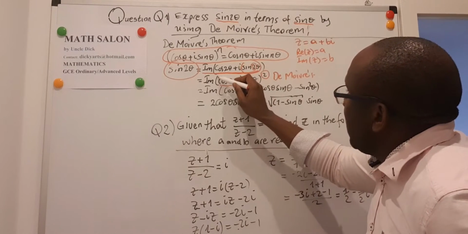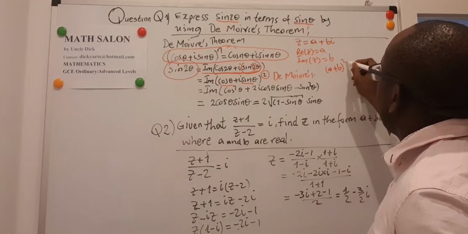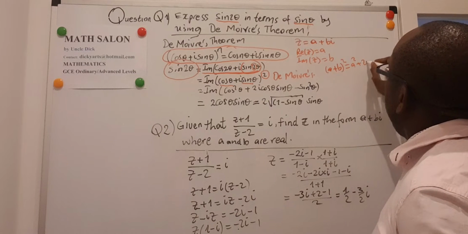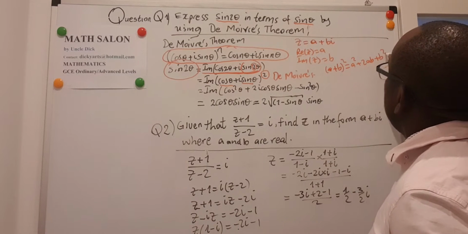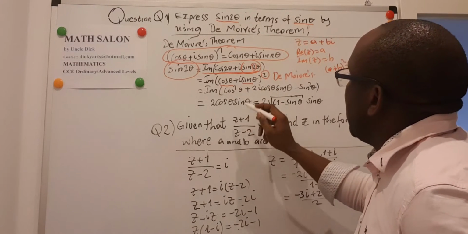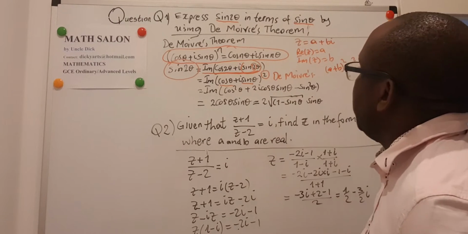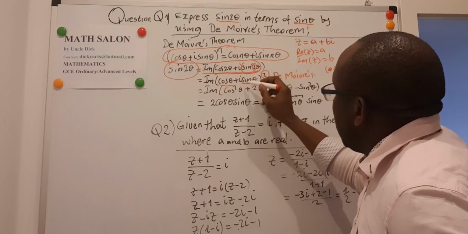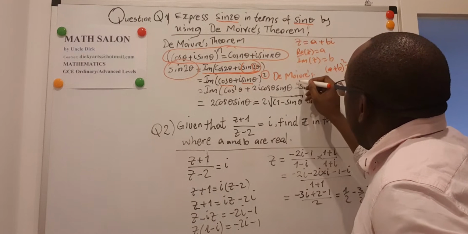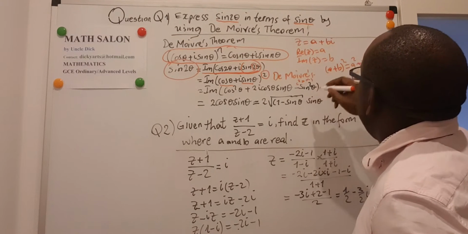To square this, I get the first term squared. We've learned that a plus b squared is a squared plus 2ab plus b squared. So this is the first term squared, that is cos squared theta, plus 2 times the 2 terms, that is 2i cos theta sine theta, plus the last term squared. i squared is minus 1. I guess you already know that.